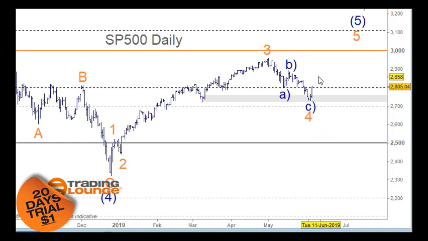Let's go in and have a look at this little structure. The 2800 is going to be a line in the sand, and we can expect some type of correction across that. If this low gets taken out for any reason, then because we'd been counting 5 waves down here, we'd need to turn bearish at that point.